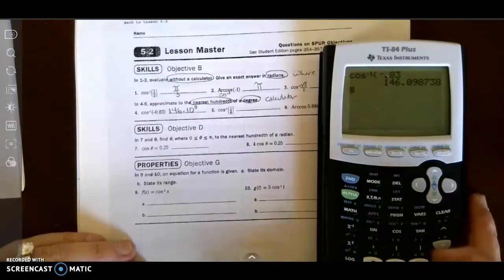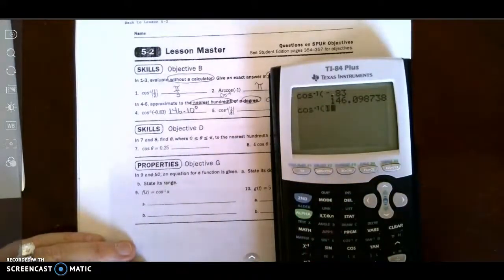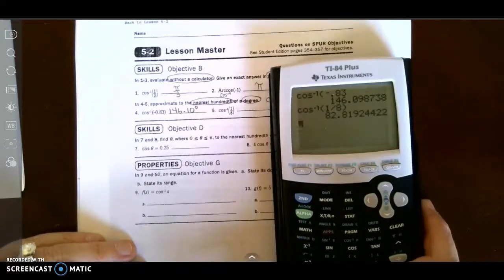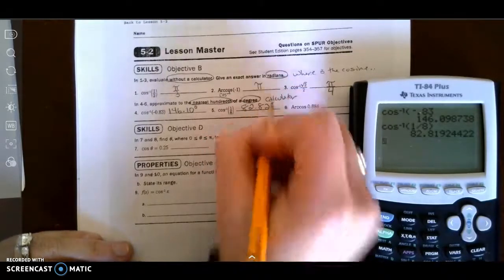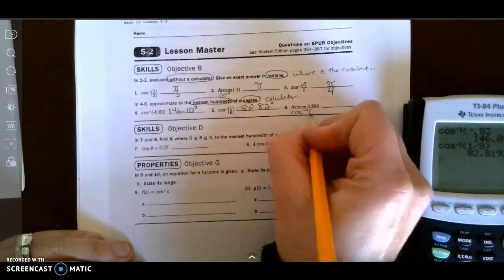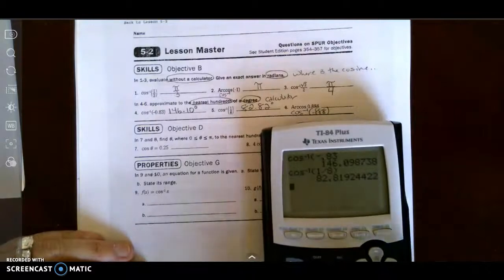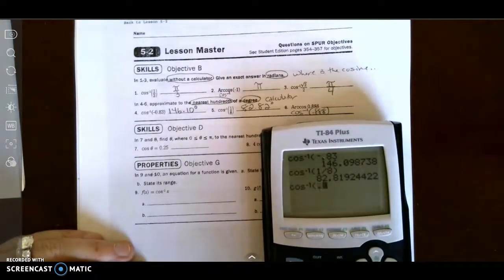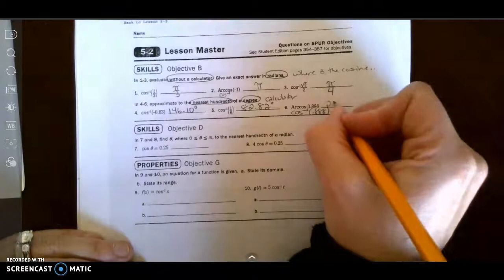Next, for number 5, inverse cosine of 1/8. Inverse cosine 1/8, and I get 82.82. Number 6, arc cosine, which is the same as inverse cosine, of 0.888. Put that into my calculator. Inverse cosine 0.888, and I get 23.38 degrees.